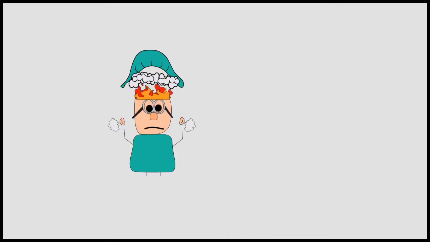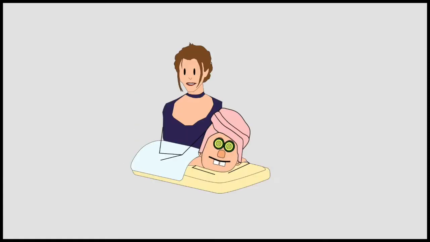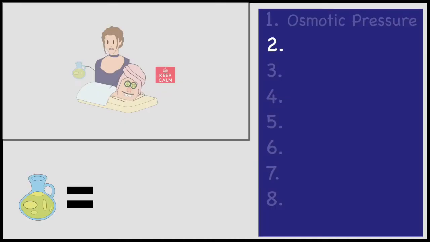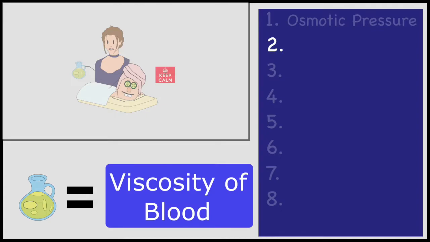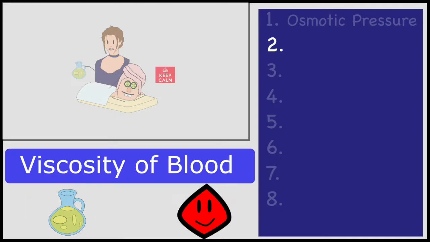Bob can't bear his stress, so to relieve himself, he goes to a spa for an oil massage. The masseuse uses thick, viscous oil to give Bob a massage and calms him down. Viscous oil reminds us of viscosity of blood. Plasma protein contributes to about 50% of the viscosity of blood. The viscosity depends on the shape of the plasma protein.